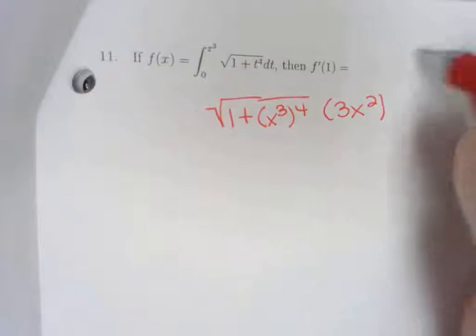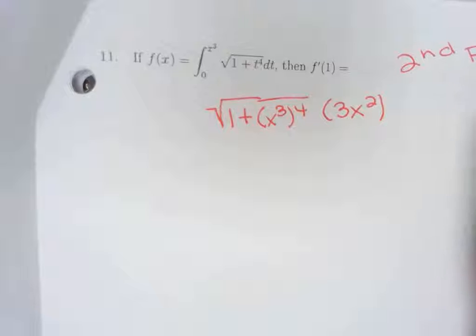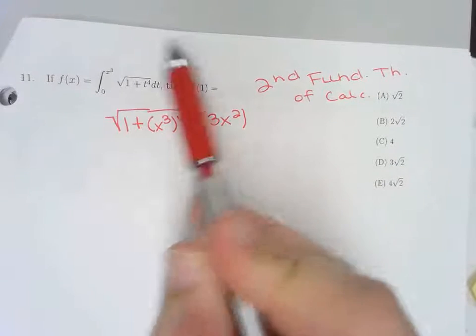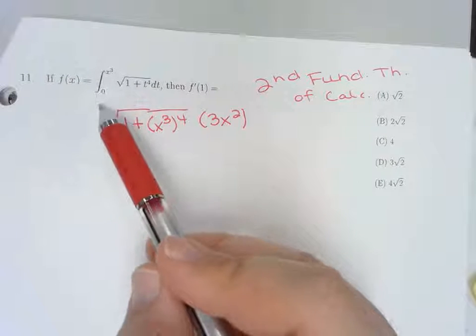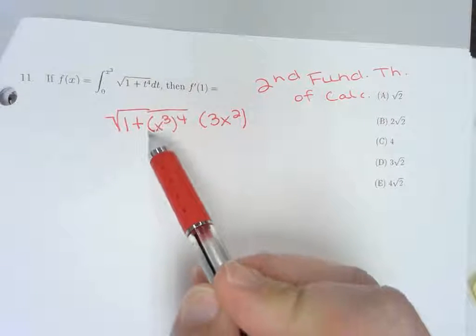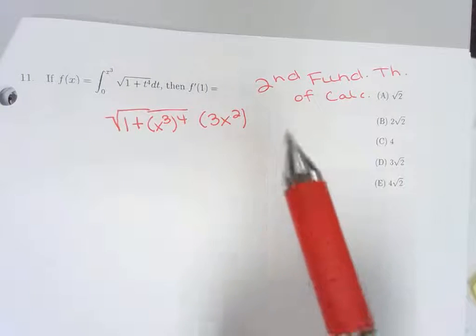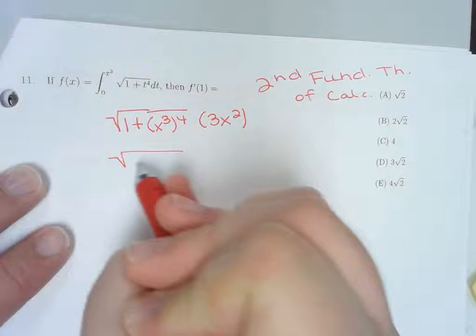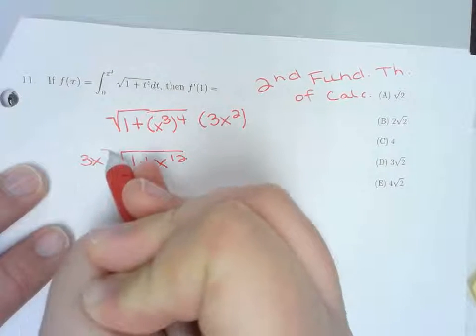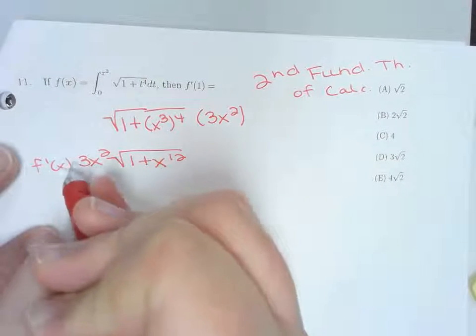So I would start this and remember this or whatever, because this is an easy one to get if you remember second fundamental theorem of calculus. This is an easy one to get, but people never seem to realize this is what we use. So if you're taking the derivative of an integral, and the interval is from a constant to a function, second fundamental theorem says all you do is you take your function, plug it in, multiply by the derivative of that function. That will give me square root of 1 plus x to the 12th. You can put 3x squared out front. So that is your derivative.